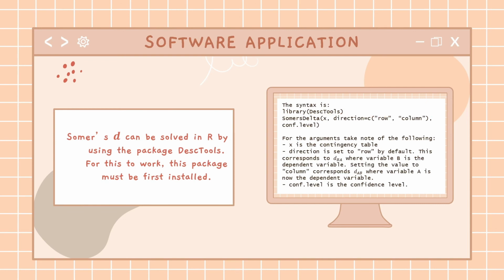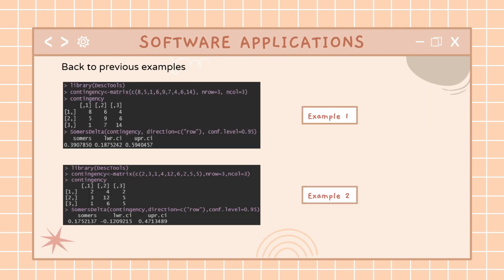Ito. So, for the arguments nito, X is your contingency table. Direction is equal to, pwede siyang maging row or column. By default, row yung nakaset, and that is your DBA. And for the confidence level, yan yung confidence level natin na sineset natin.